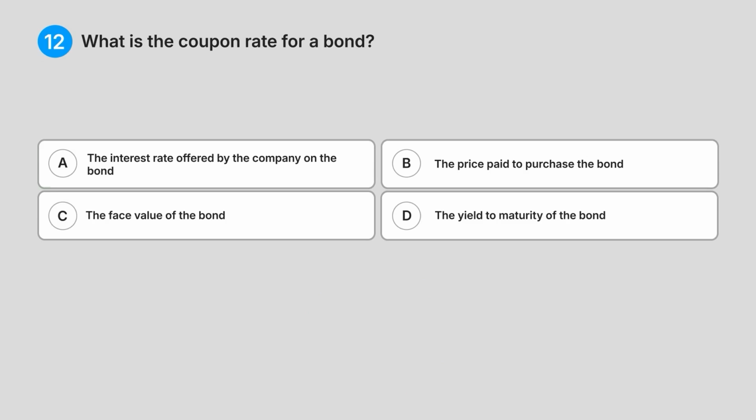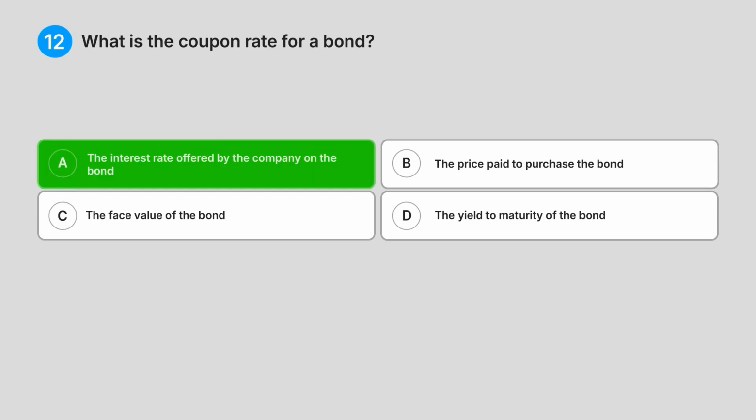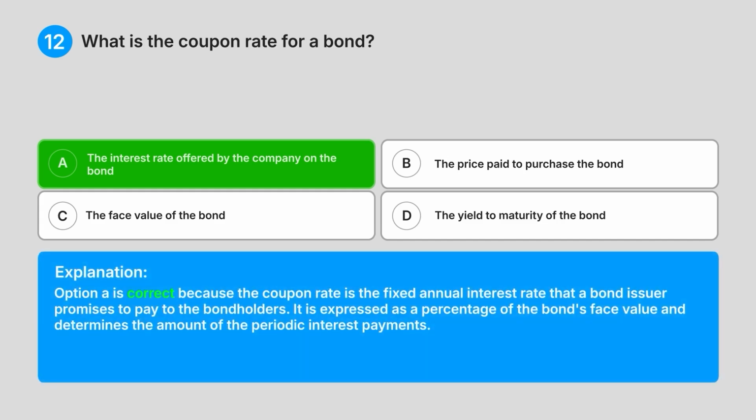Correct answer, A. The interest rate offered by the company on the bond. Explanation. Option A is correct because the coupon rate is the fixed annual interest rate that a bond issuer promises to pay to the bondholders. It is expressed as a percentage of the bond's face value and determines the amount of the periodic interest payments.